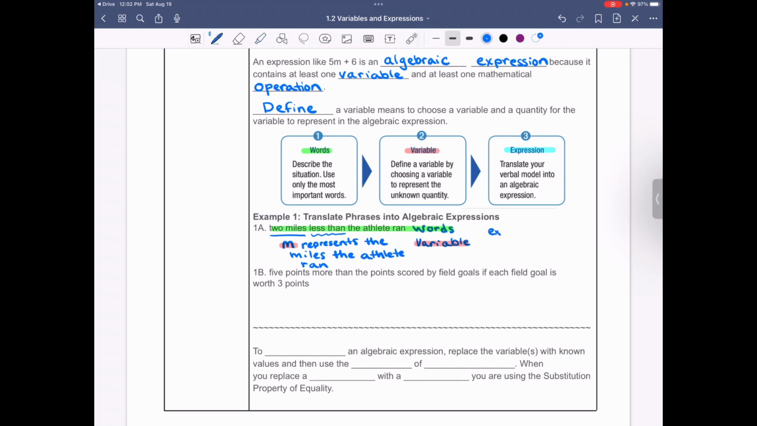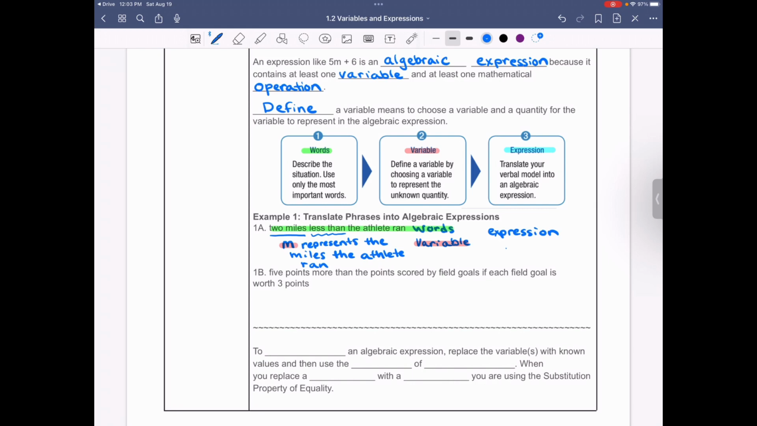So my expression is going to be 2 miles less than the athlete ran. Less than usually means I'm going to use an operation of subtraction. I'm not going to use the less than symbol. Maybe you've seen that as like an alligator mouth, because I'm not writing an inequality. It asks me to write an expression. Okay, so no inequality symbols. Less than in this case means subtract.